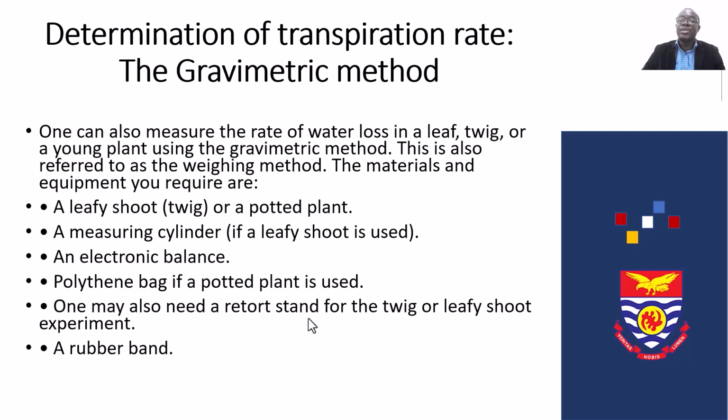The gravimetric method. One can also measure the rate of water loss in a leaf, twig, or a young plant using the gravimetric method. This is also referred to as the weighing method. The materials and equipment you require are as follows: a leafy shoot or twig or a potted plant, a measuring cylinder, an electronic balance, and a polythene bag if a potted plant is used. One may also need a retort stand for the twig or leafy shoot experiment, and a rubber band.